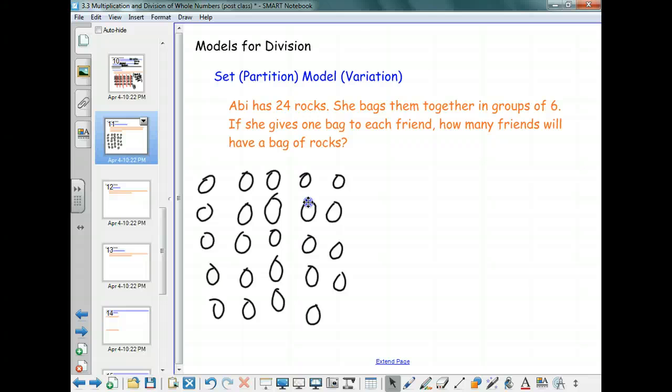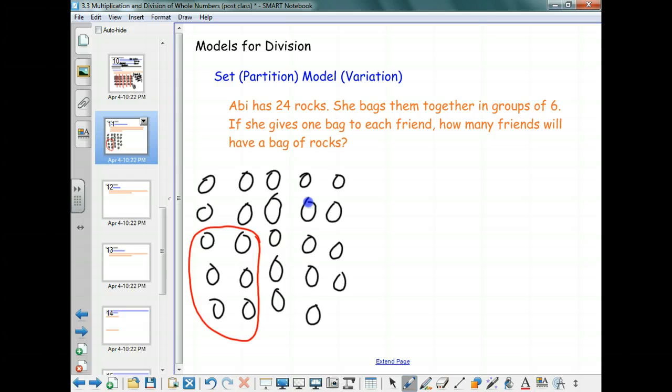All right, I have 24 rocks. Stack them together in groups of 6. How is that different than the last problem? Last time I wanted 6 groups. So my goal was to split them into 6 different piles, right? What's my goal here? Just to make groups of 6, to put 6 in each group. So if I'm looking at my picture, I want to get 6 into a pile.